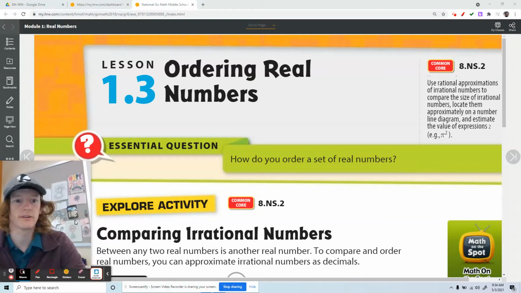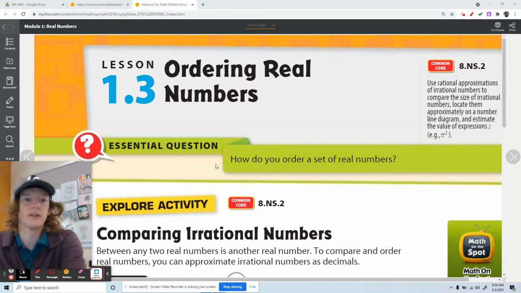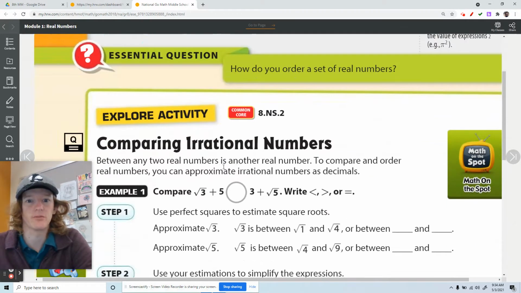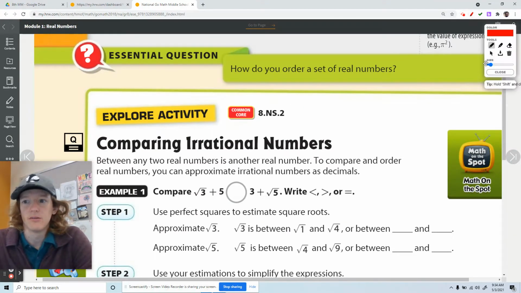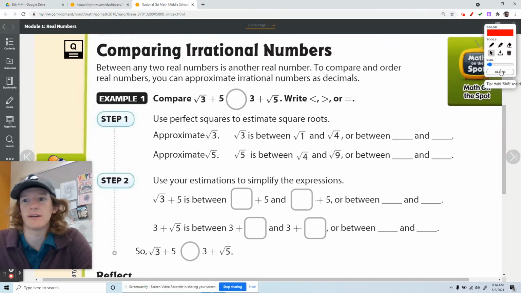This is going to be an 8th grade lesson for section 1.3. We're going to order real numbers using greater than, less than, equal to, or just putting them in order. Just to get us started, they're going to give us some tricks on how to compare and order irrational numbers and how we're going to estimate what an irrational number is.